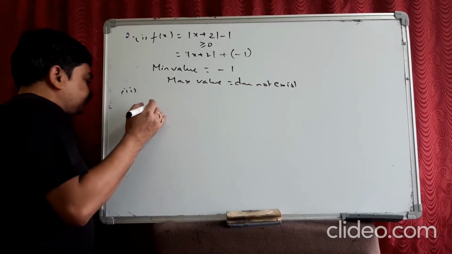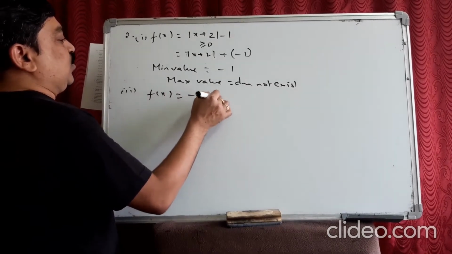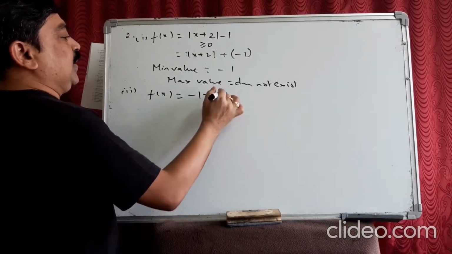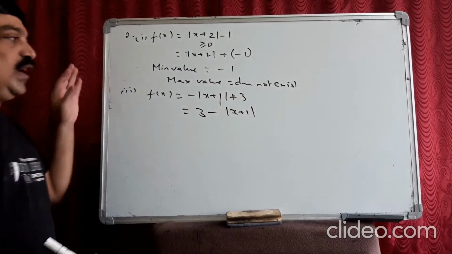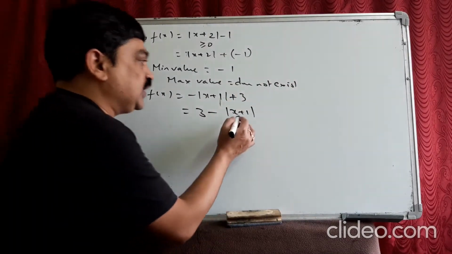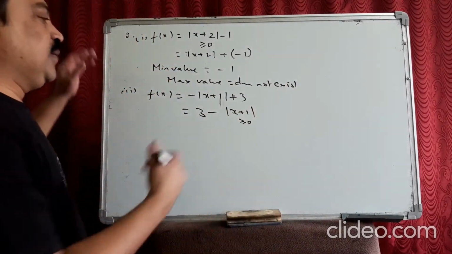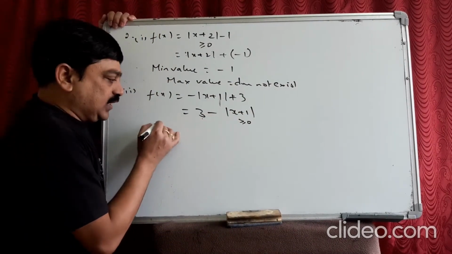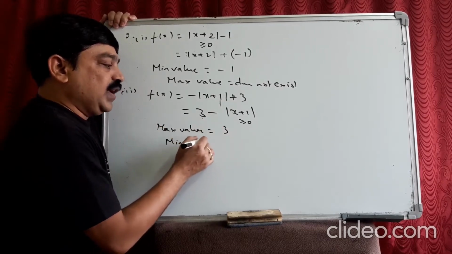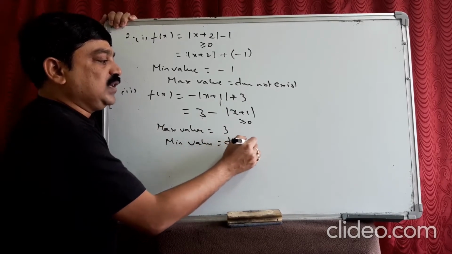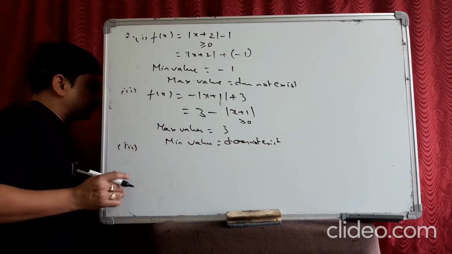Okay, next question is minus 1. This is right. f(x) is equal to minus mod (x plus 1) plus 3. So you can write this as 3 minus mod (x plus 1). So it will be decreasing from 3 because it is a positive value. When a positive value is subtracted from 3, it keeps on decreasing. So when it keeps on decreasing, the maximum value we know. Highest value is 3, but minimum value, we don't know where it goes. Minimum value does not exist. Okay. The same way, third question.